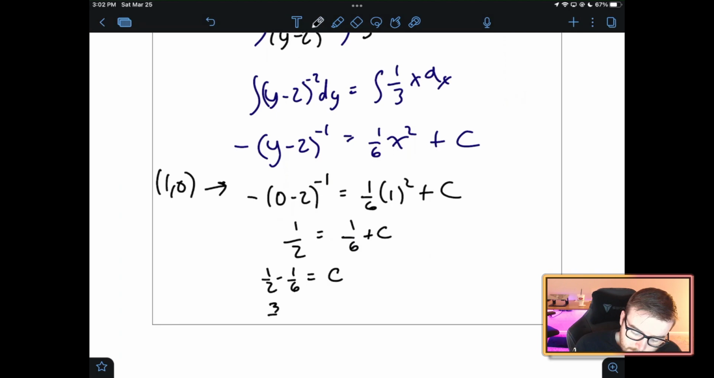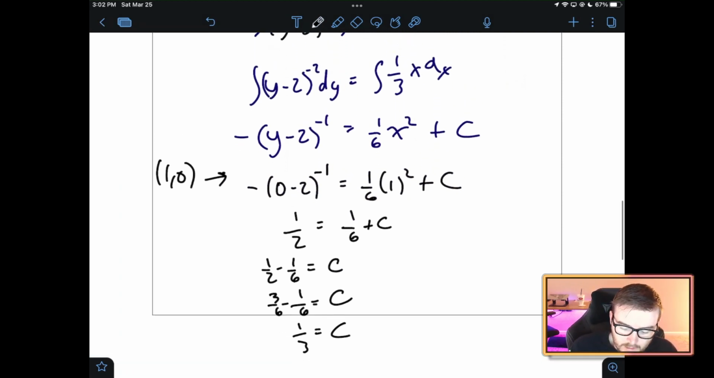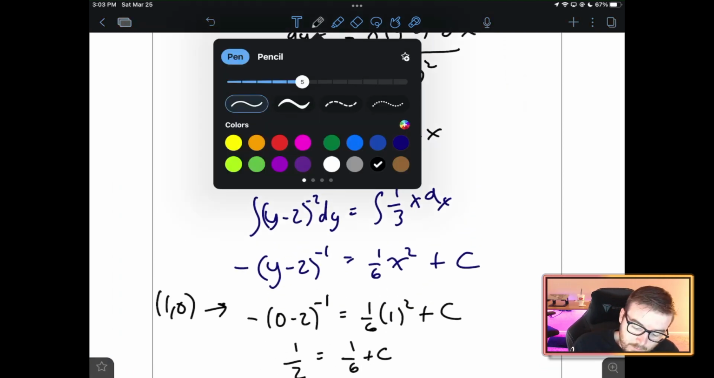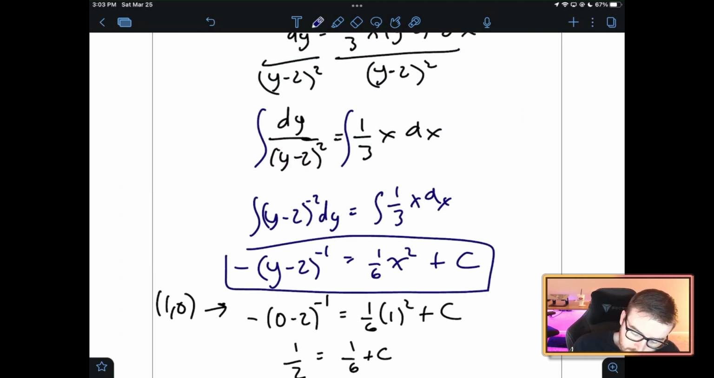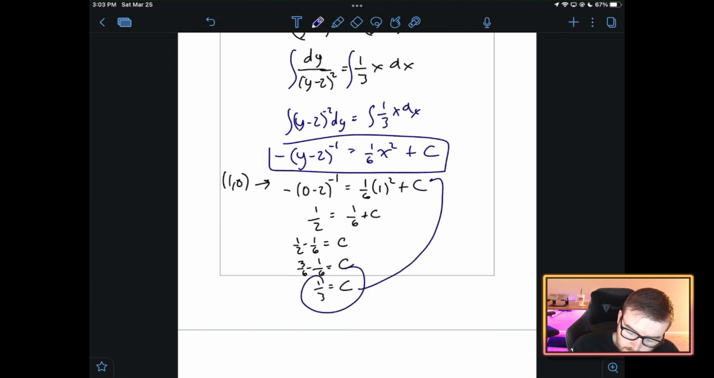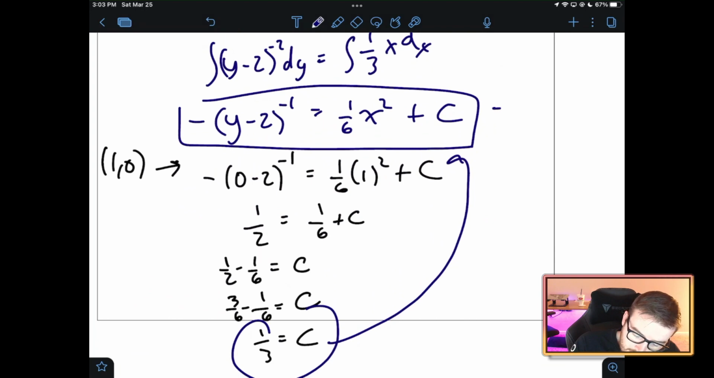If I get a common denominator here, which is probably wise to make the math a little bit easier down the road, this comes out to 1/3. So 1/3 is c. All right, so if 1/3 is c, I come back up here and I say, all right, this is negative 1 over y minus 2 equals 1/6 x squared plus 1/3.